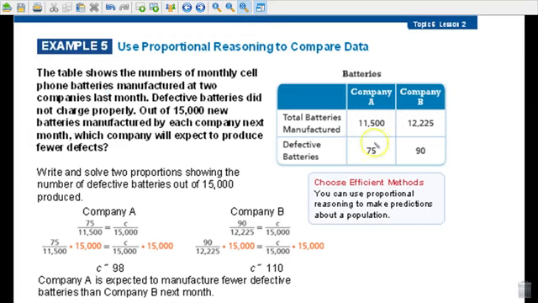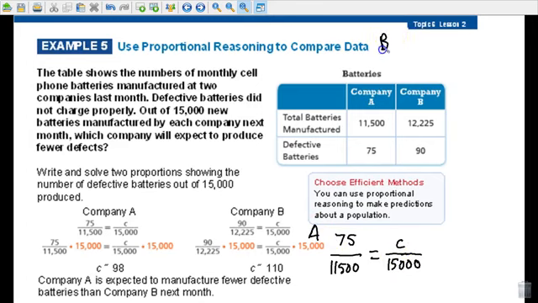Okay, so the defective batteries would go on top. This is my sample size or actual population size and everything. We're making predictions using the population. So 75 out of the 11,500 batteries were defective. That is an actual number, okay? This is not a sample size, this is actuality, okay? So it goes over 15,000. The next month is going to be 15,000. And then we're just going to use C again. Okay? That is company A.